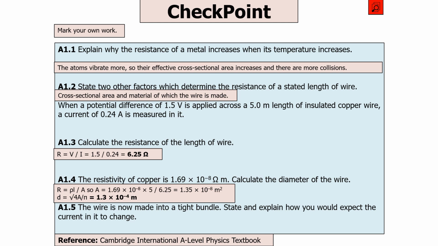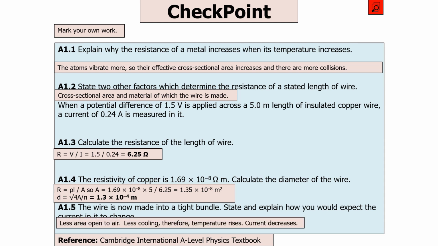And in this last one, we notice what happened to the current in it? Well, if you've got them in a tighter bundle, there's less area to the open air, so they're less likely to dissipate energy out to the surroundings, so there's less cooling, the temperature rises, therefore the resistance will increase for the reason stated previously, so the current will go down.